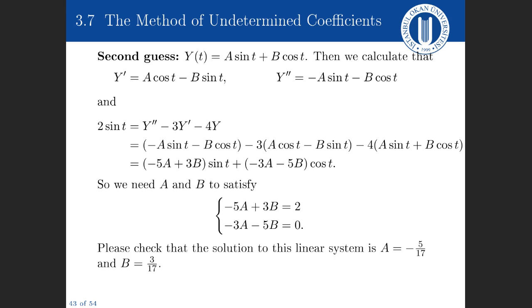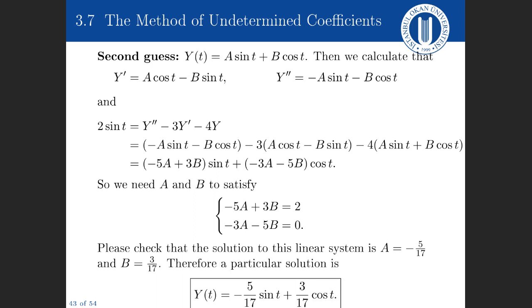You can check that the solution to this linear system is a is equal to minus 5 over 17 and b is equal to 3 over 17. And that's all we need. Then we can write down that the particular solution is minus 5 over 17 sine t plus 3 over 17 cos t.